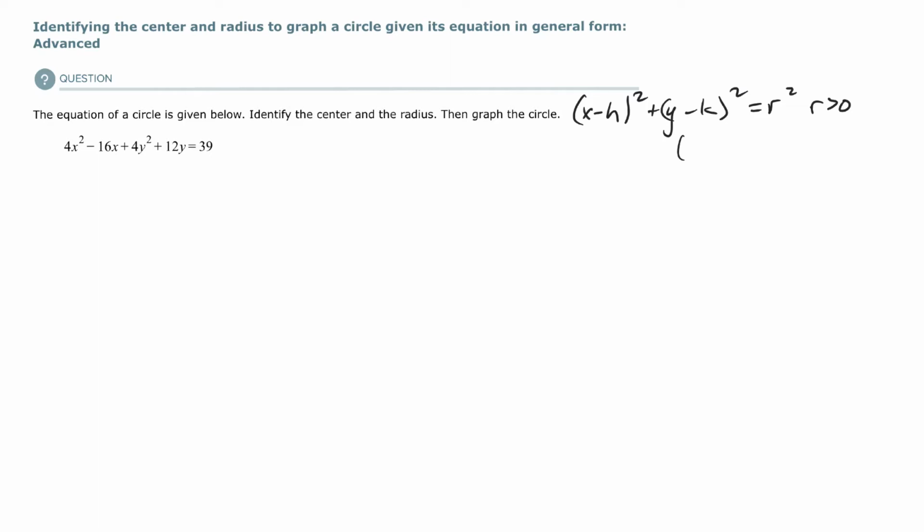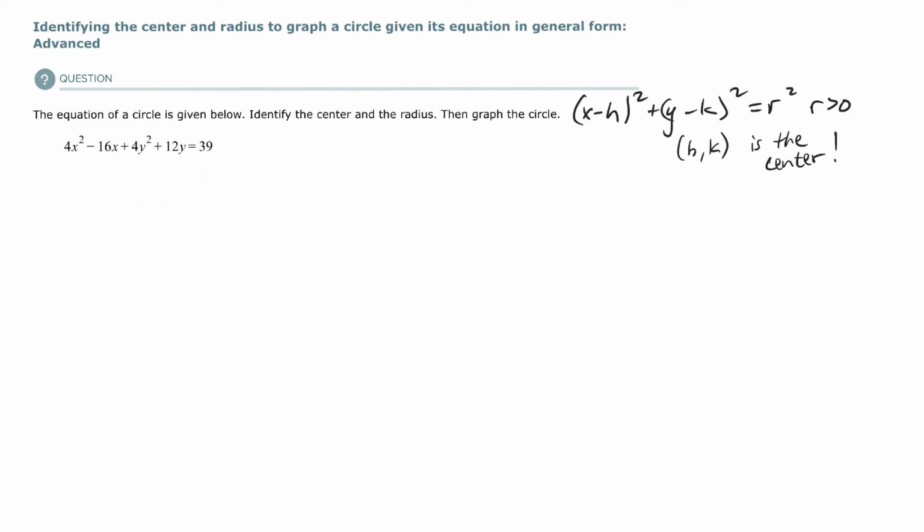Now, (h, k) is just the center. It's actually not on the circle. It does give you the center of the circle. And our goal now is to make this equation that's given look like that standard form. The way we do that is we use a very popular trick in any algebra course, and that is called completing the square.